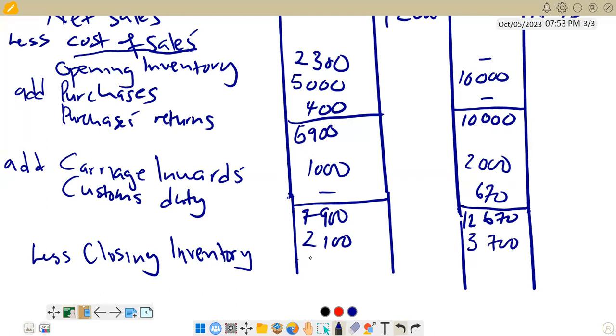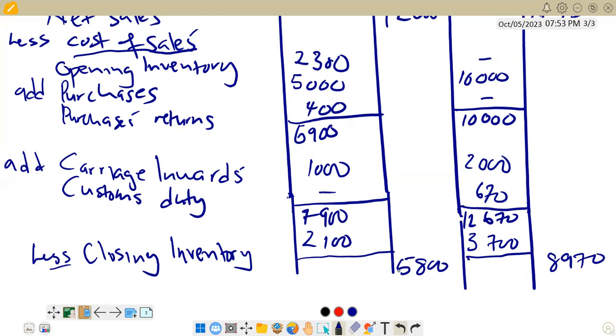Here now we draw our line to get the balance. Remember, we are saying less here, so we say 7,900 minus 2,100, and we get 5,800. The same here, we say 12,770 minus 3,700, and we are going to get 8,970.